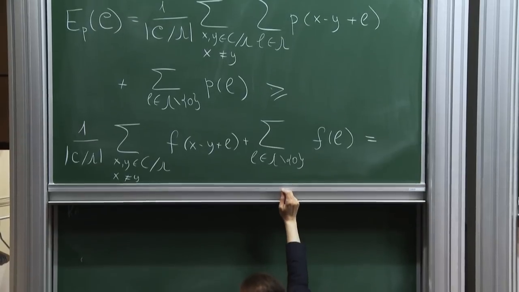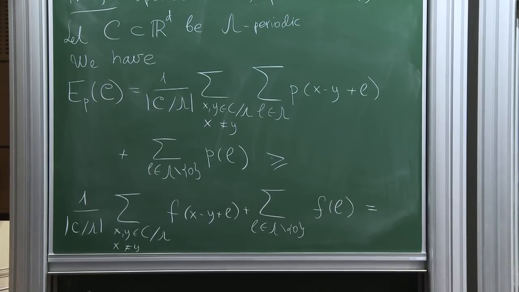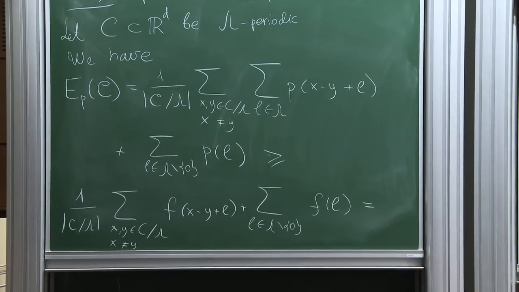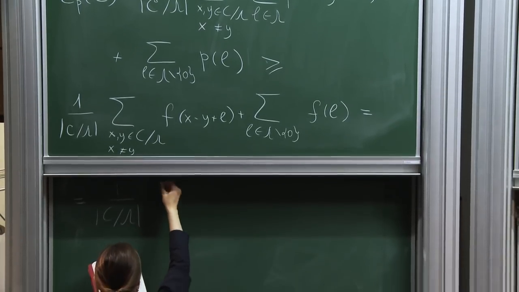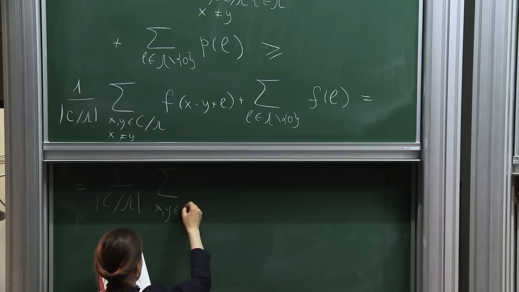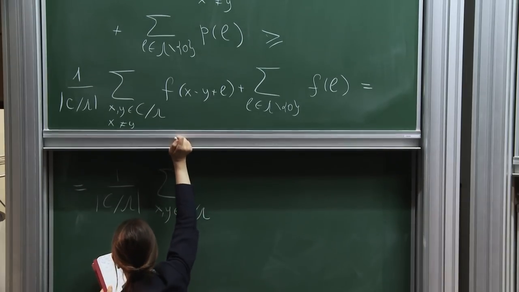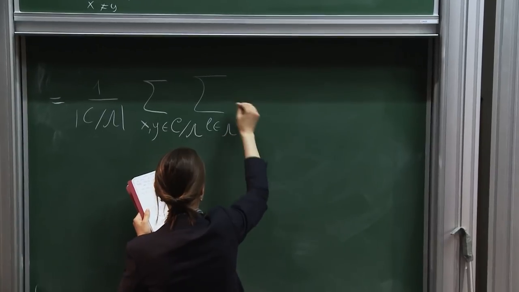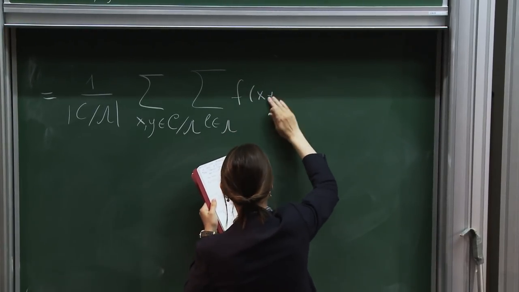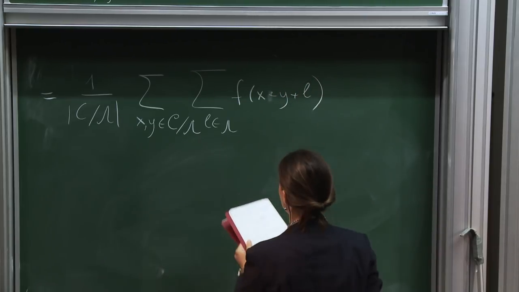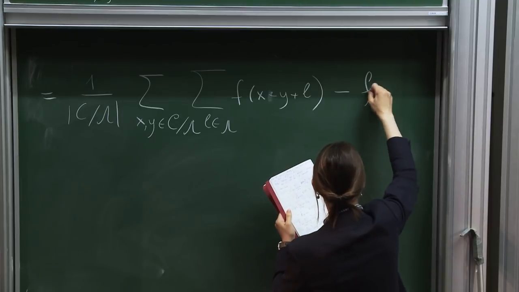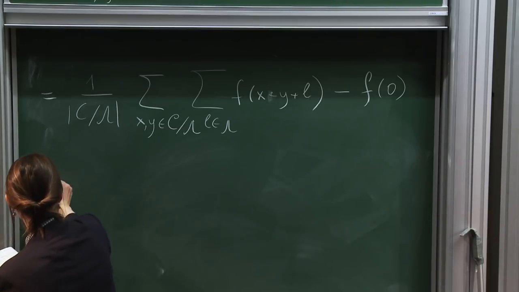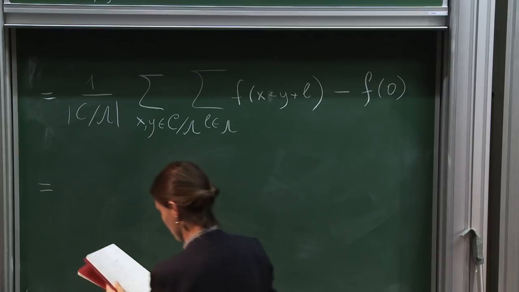And now, because f is already defined at 0, where P was not, we can rewrite this in the following slightly nicer way, maybe more symmetric. So we will write the sum over all x and y in C modulo lambda, not excluding the case where x is equal to y. Now the only term which we will have to subtract would be f of 0. And so now what we do at this point, we use the Poisson summation.